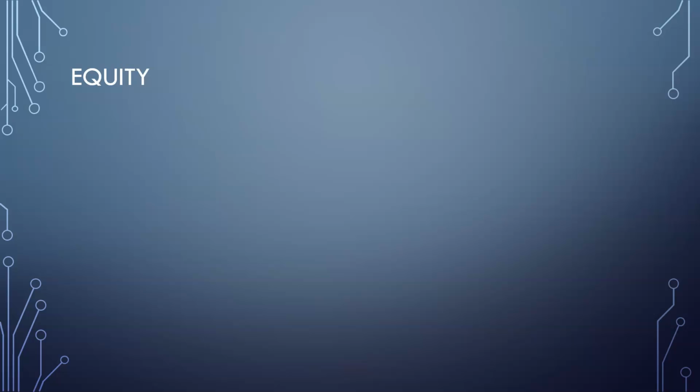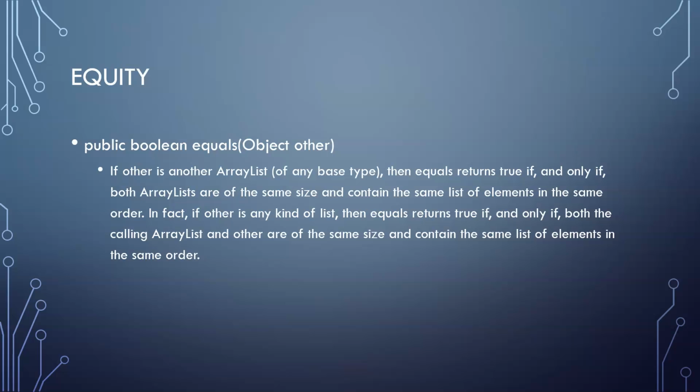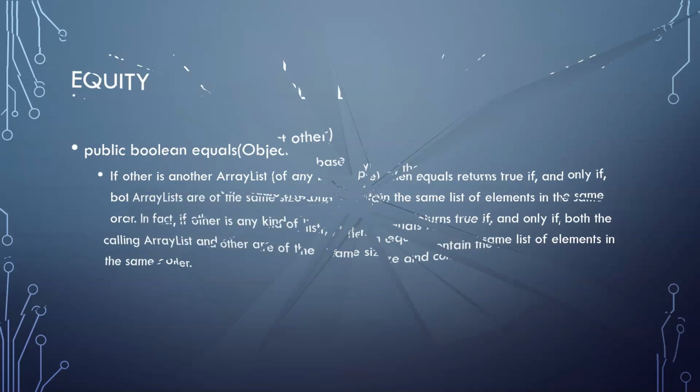Of course, what good is it to do all this stuff if we can't check for equality? You, of course, can use equals, and it says that two ArrayLists of any base type are equal if and only if they're both the same size and they contain the exact same list of elements in the same order. So if, let's say, the first one was an ArrayList of integers 1, 2, 3, 4, and the second one was a list of integers 1, 2, 3, 4, they're the same size, they contain the same elements in the same order, it would return true. Now, if the second one was 1, 2, 3, 4, 5, well, now we have one more element, and technically it contains a different list, so it's not going to be equivalent.